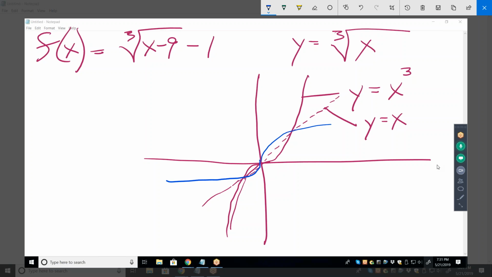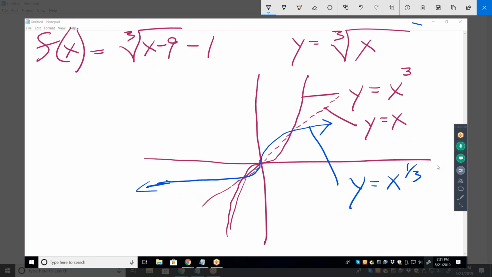So the blue line is the elementary function y equals x to the 1/3, or the cube root of x. Both are the same. Okay. And again, this eventually gets to negative infinity on the y-axis as the right side gets to positive infinity.